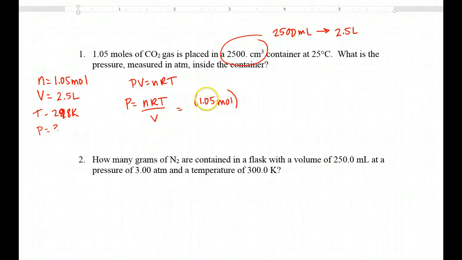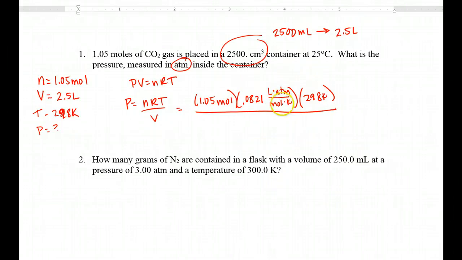Again, we have 3 values of R, but we need the one with atmospheres because it asks us to find pressure in atmospheres. So 0.0821 liter atmospheres over moles Kelvin. Temperature 298, and the volume 2.5 liters. And looking at that setup in terms of labels, moles will cross out, Kelvin will cross out, liters will cross out, which will give us a pressure in atmospheres.